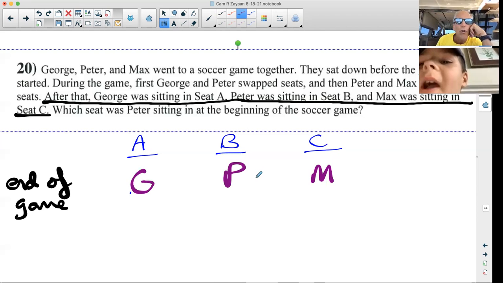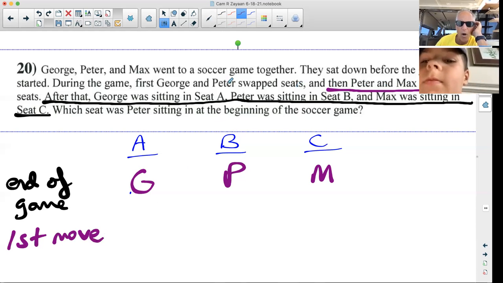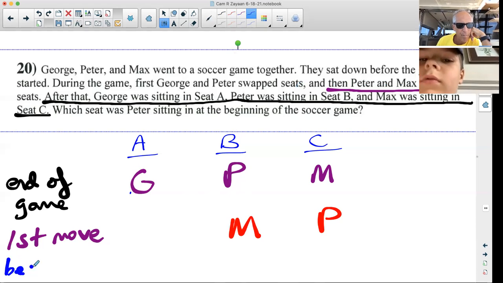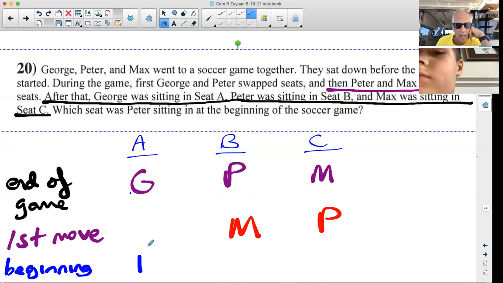So now, I think he sat in A, because it says they swap seats. Yeah, but let's see. It says the first move, Peter and Max swap seats. And at the beginning of the game, what happened first is George and Peter swap seats.